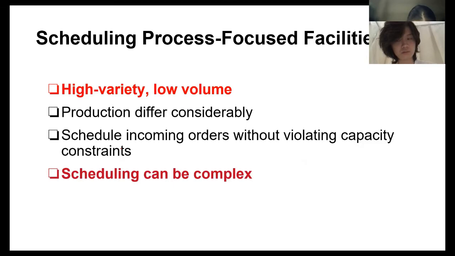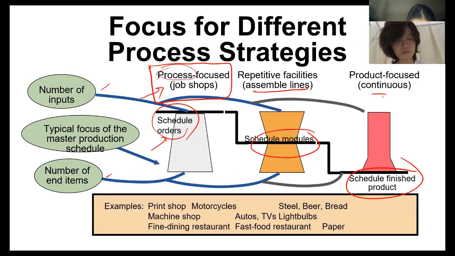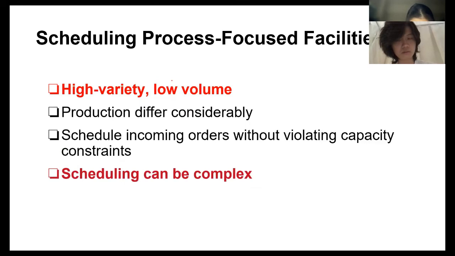We're going to focus on process first. This is process focus scheduling. Process focus is high variety, low volume: schedule orders without violating capacity constraints. That means we need to make sure the orders come in and we can meet their demand. Our capacity is enough, right? And again, scheduling is difficult and can be complex in high variety, low volume.